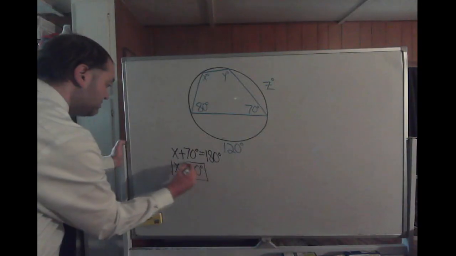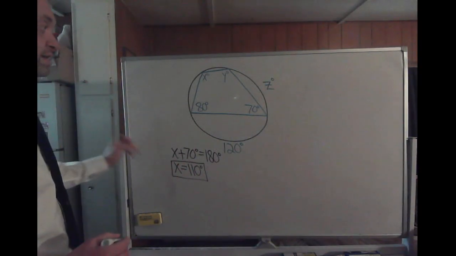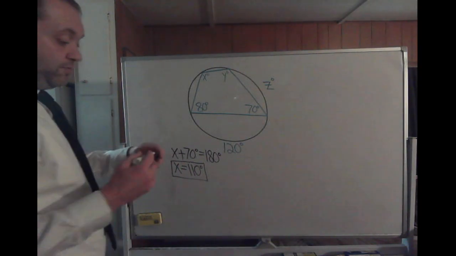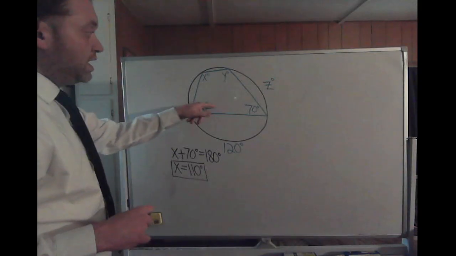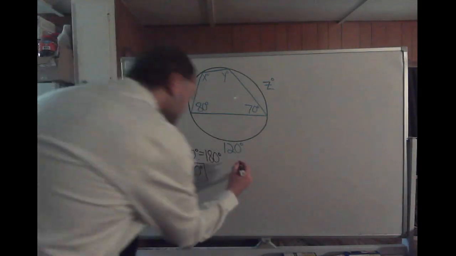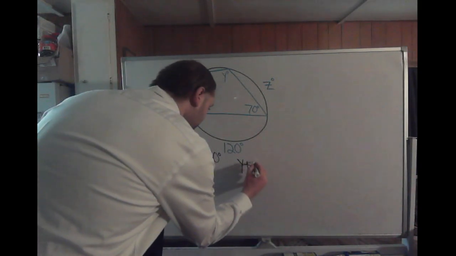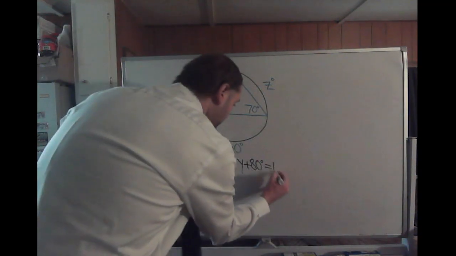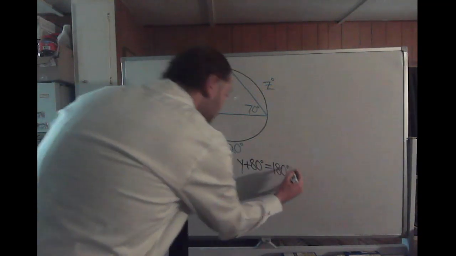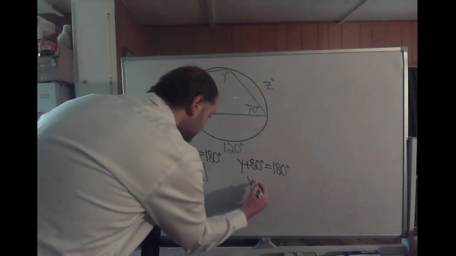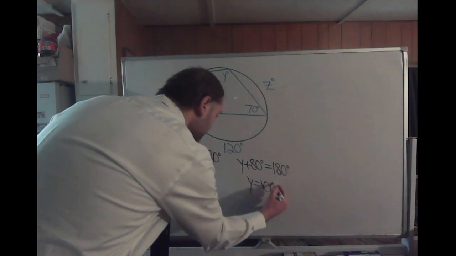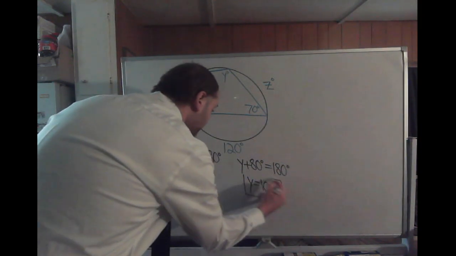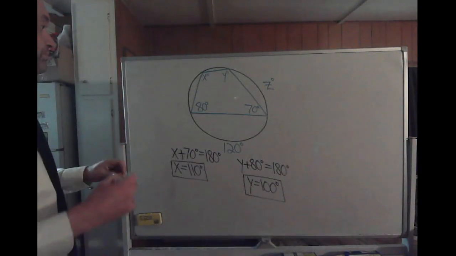So X has a measure of 110 degrees. Now we can do the same for Y. Y and 80 would be supplementary, so take Y plus 80 degrees, set that equal to 180 degrees, which would just give you that Y is equal to 100 degrees. So now we found X and Y.